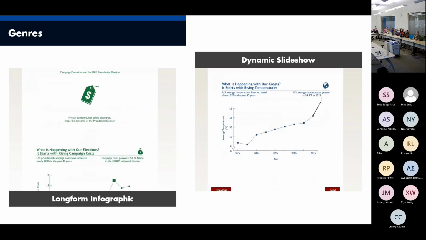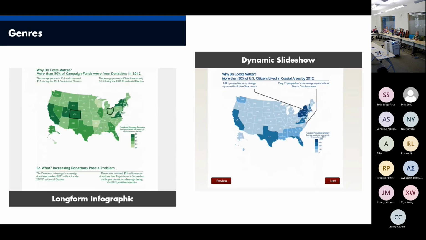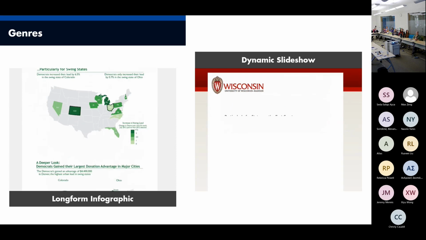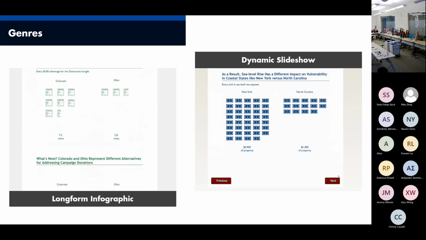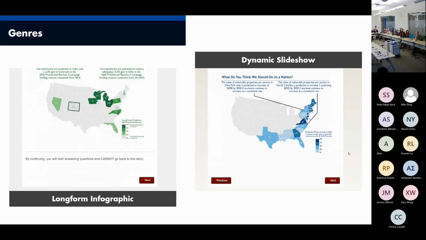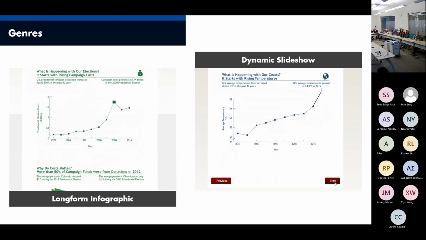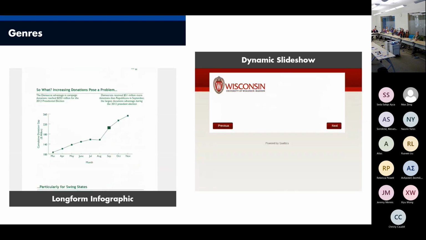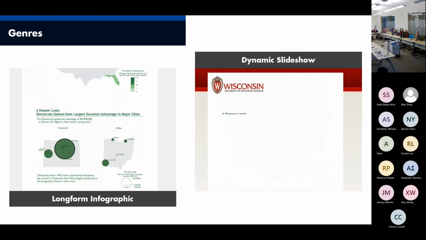So here is an example of how our genres look on this online study platform. The one on the left is a long-form infographic, in which all the content is in a linear vertical layout that the audience can scroll through to view the content at their own pace. And the one on the right is dynamic slideshows, which show one panel at a time, and the audience has to click the next and previous buttons to reload whenever they want to review some new content.